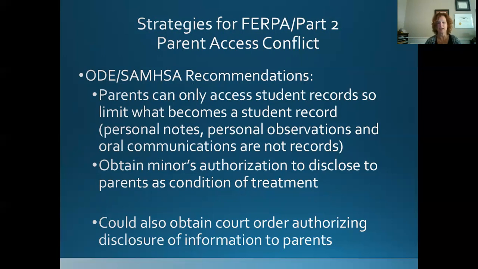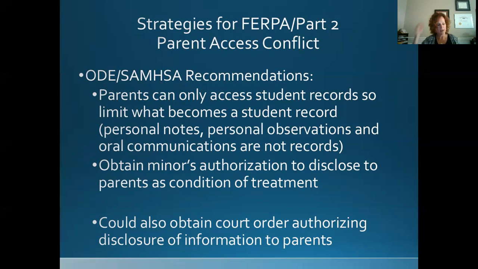I'm guessing this doesn't happen frequently, where both Part 2 and FERPA apply and a parent has requested access to the record. But if it does come down to that and a potential violation of one of the federal laws, the FERPA or Part 2 covered entity could seek a court order authorizing disclosure of information to the parents. And if that court order is issued in accordance with the requirements of HIPAA or Part 2 for disclosing protected information, that court order would allow the disclosure to be made and would clear up that conflict.